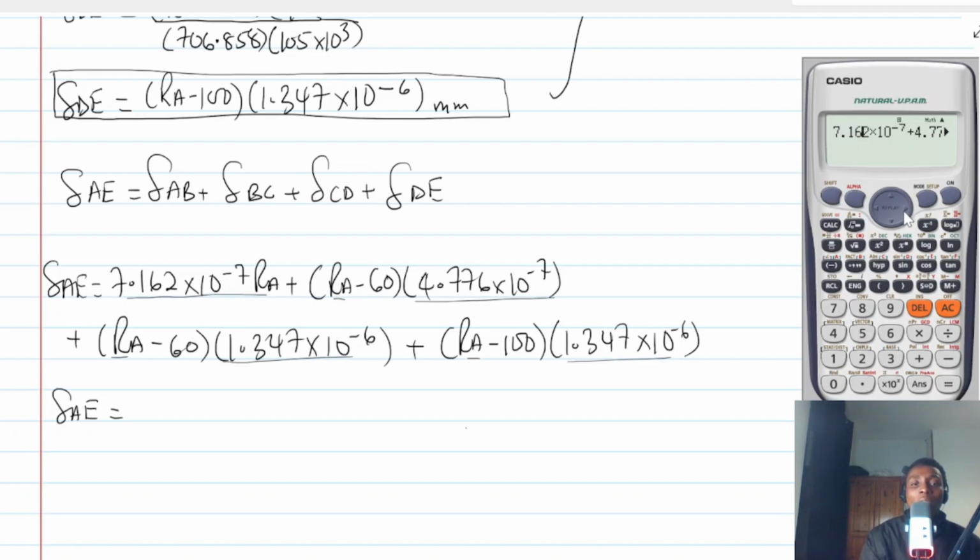If you do that, which I have done here on the calculator, if you do everything, you are going to get 3.8878 times 10 to the power minus 6 RA.